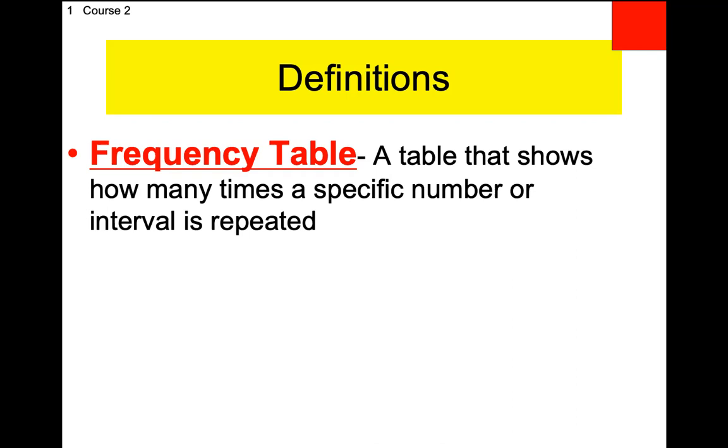Now, sometimes words just aren't enough. You've got to see an example. But after you see an example, this definition will make perfect sense. So it's a table that shows how many times, that's the frequency part, a specific number or interval is repeated. Frequency table.